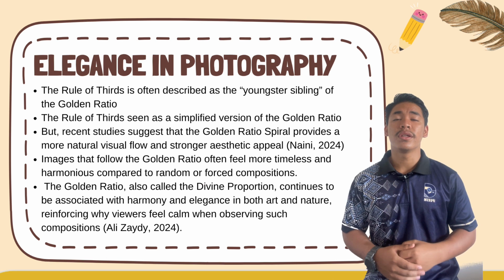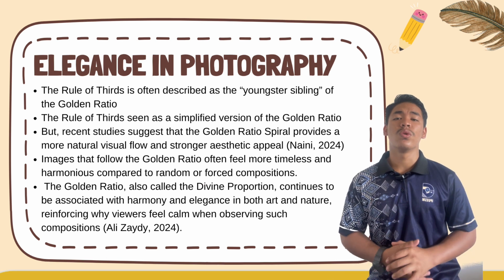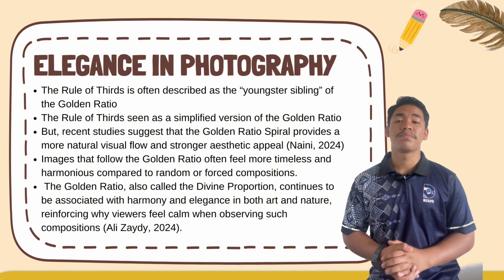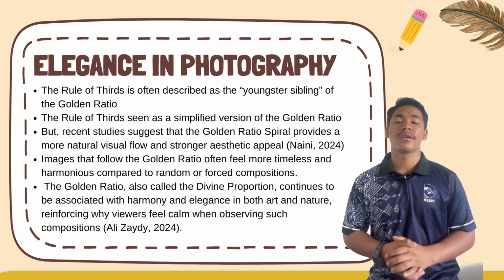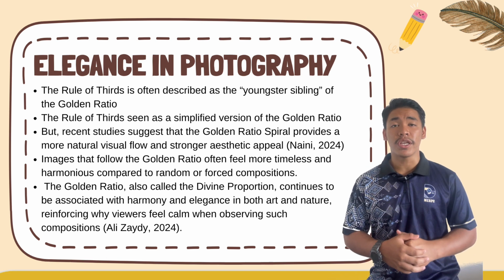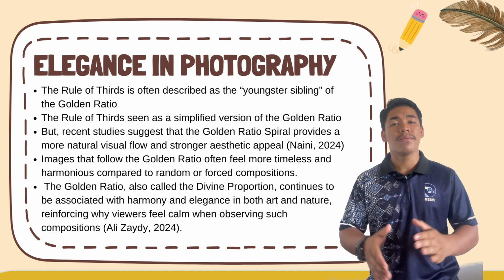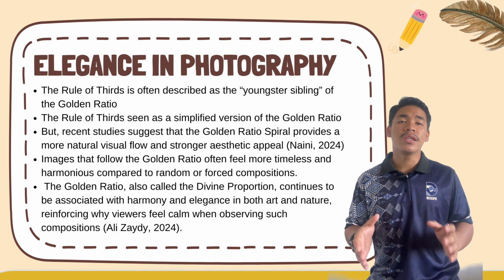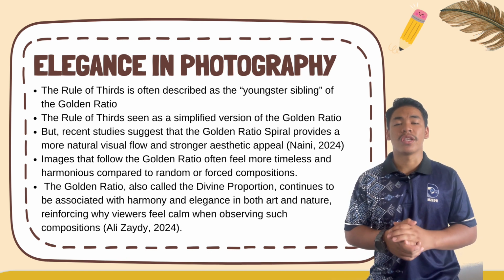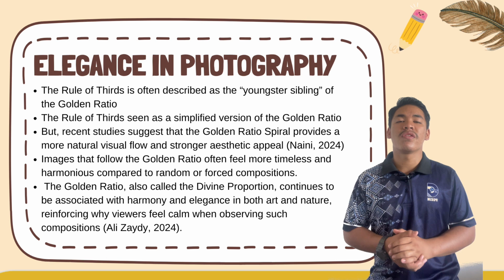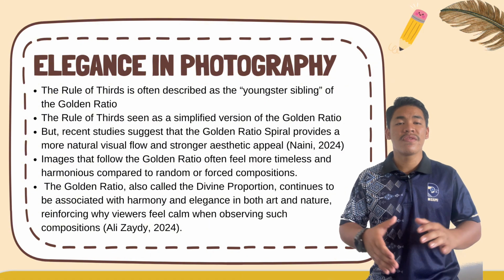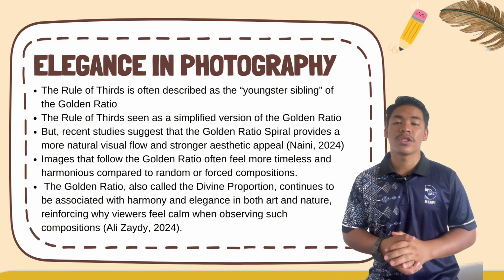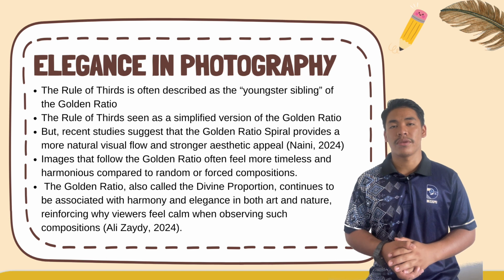Elegance in photography. Now, why do we use the word elegance for this specific composition? Okay, in the world of art, elegance means simplicity that carries deep meaning. As Naini mentions in the 2024 study, while the rule of thirds is a great starting point for beginners, the golden spiral is for those who want to capture the soul of a subject.